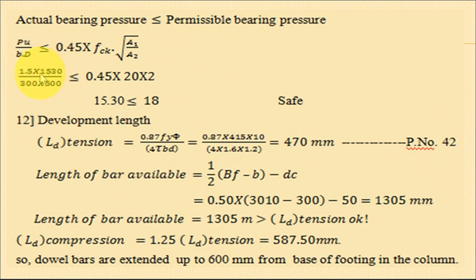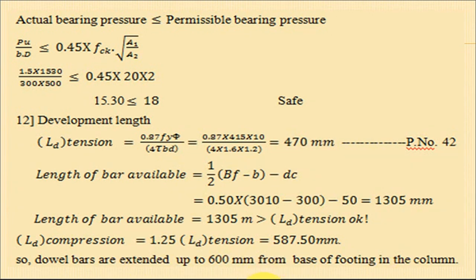Now Pu by BD, that is 1.5 into total load, we have considered 1530, divided by the cross section of the column, which should be less than or equal to 0.45 fck times root of A1 by A2, with fck 20 and root of A1 by A2 as 2. So it is 18, and here the actual bearing pressure is 15.30. So it is safe. Then last is the development length. For development length on the tension side, the length of bar available is 1305 mm and the requirement is only 470 mm. So there is no problem.